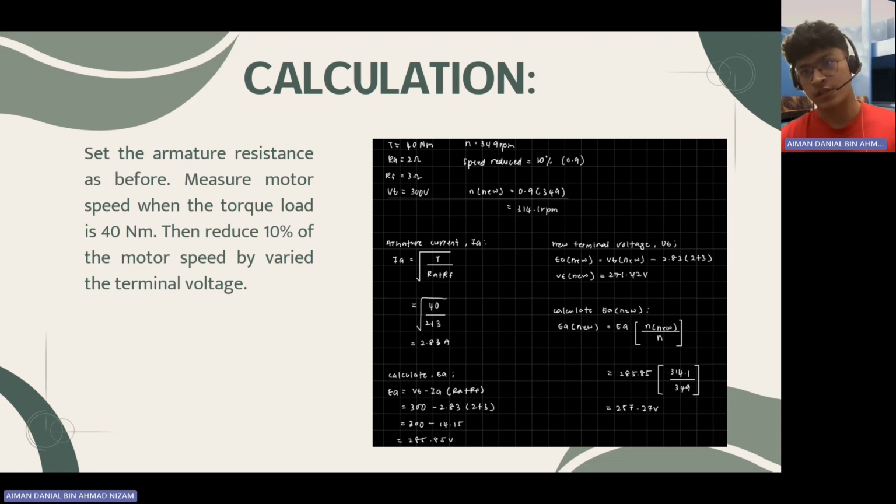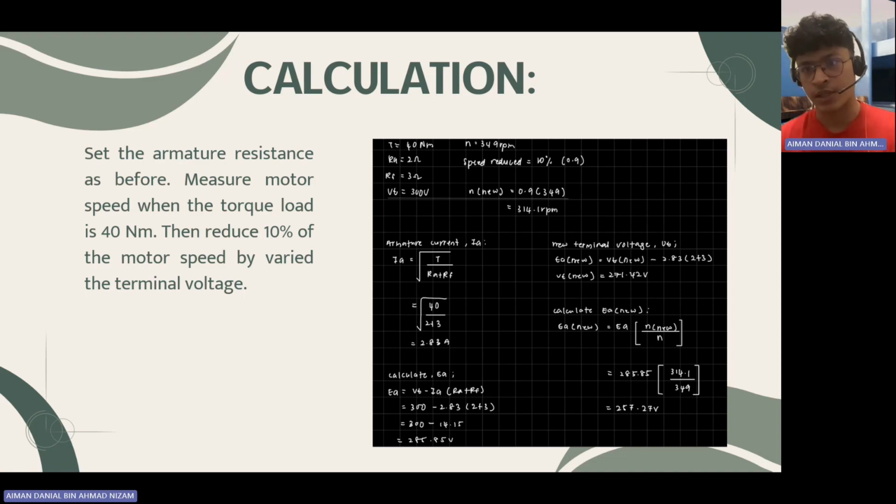As you can see in the calculation, we have listed out all the information that we need, which is for the Newton, for the speed and rotation, and also the speed that we're going to reduce. For the current, we use this formula, which is IA equals square root of T divided by R plus Ri. And then we get the answer, which is 2.83 ampere.